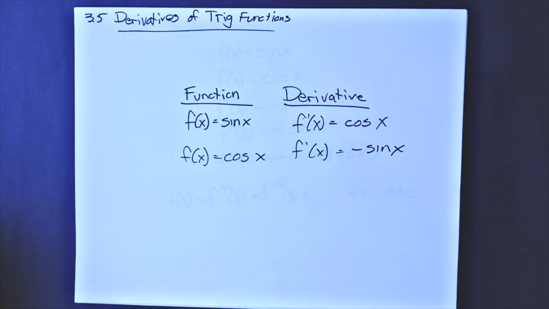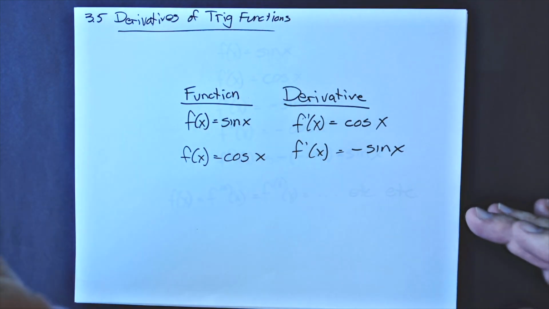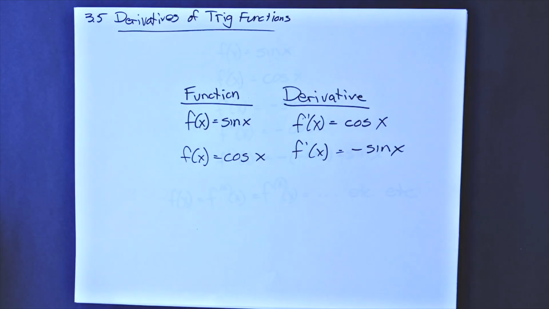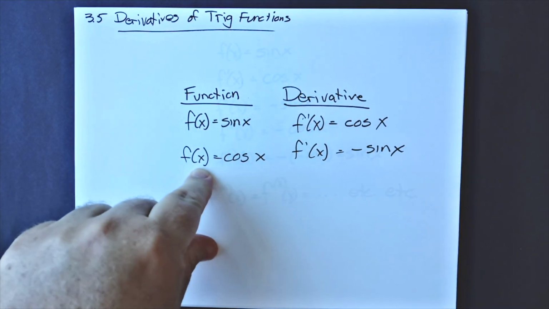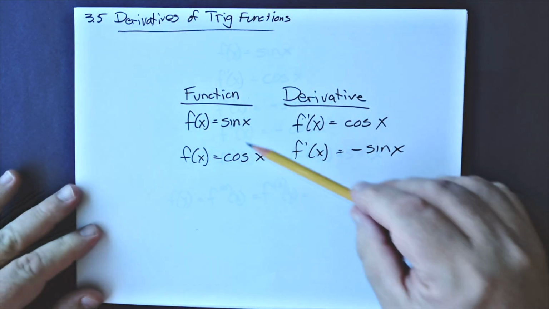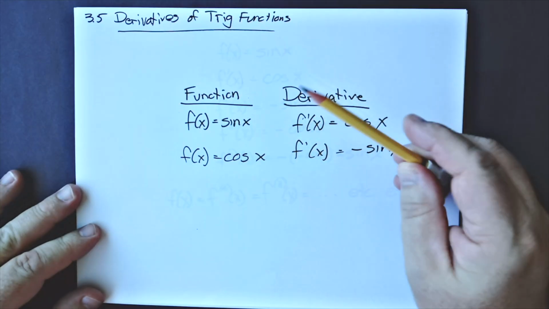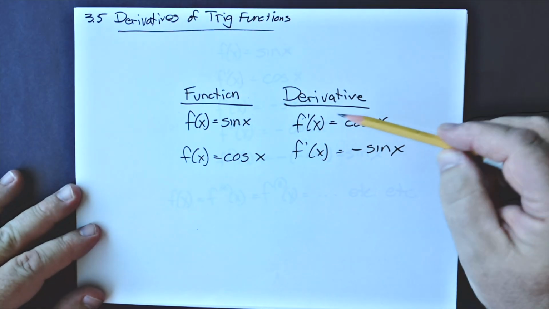All right, we're going to start with derivatives of trig functions. So we're going to start with the sine and the cosine. Those are the ones that we use most frequently, obviously. I'm making a little chart here. Over here on the left is the function itself, sine, cosine. And on the right is the derivative that goes with it.